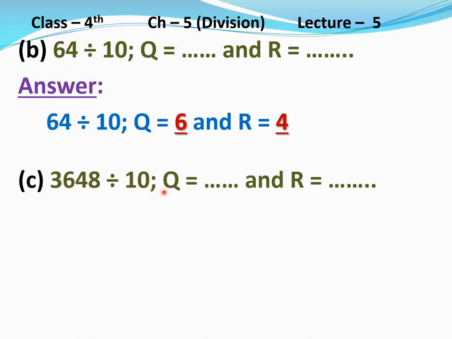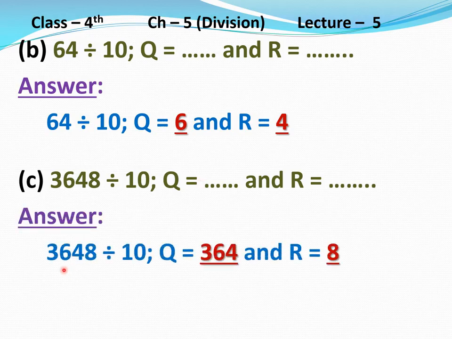Now C part. 3648 divided by 10, quotient equal to dash and remainder equal to dash. See, divisor is 10, then the last digit of the dividend, that is 8, will be remainder and the number formed by the remaining digits, that is 3, 6 and 4, number formed is 364. 364 will be quotient. Clear? Write down answer. 3648 divided by 10, quotient equal to 364 and remainder equal to 8. Clear?